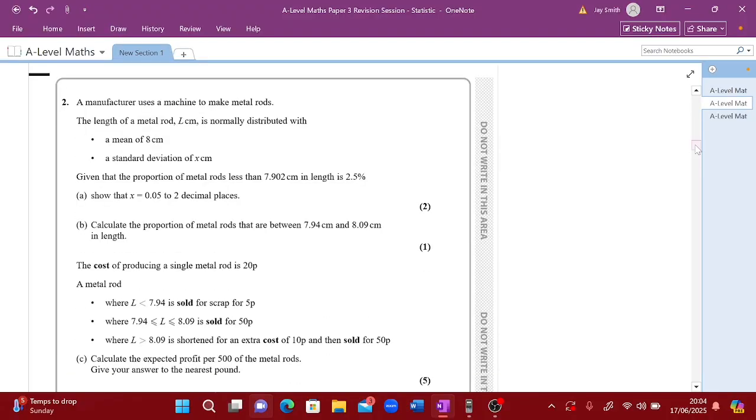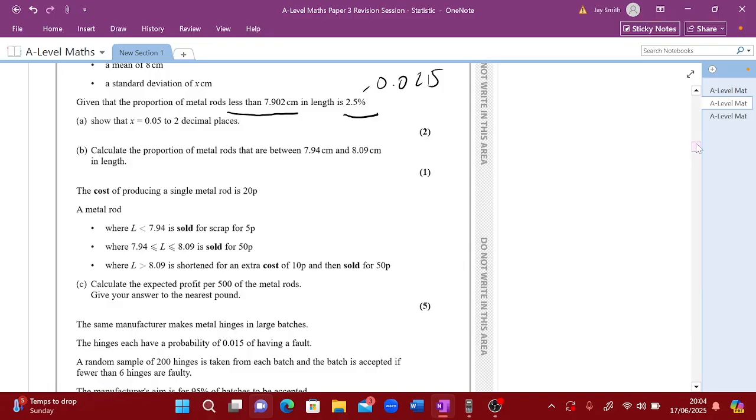So we are told the length of a metal rod is normally distributed with a mean of A and standard deviation of x. So the proportion of metal rods less than 7.902 is 2.5%. That's going to be 0.025 as a decimal, right? A percent is times by 100, so divide by 100 to get the decimal, right? Show that x is 0.05.